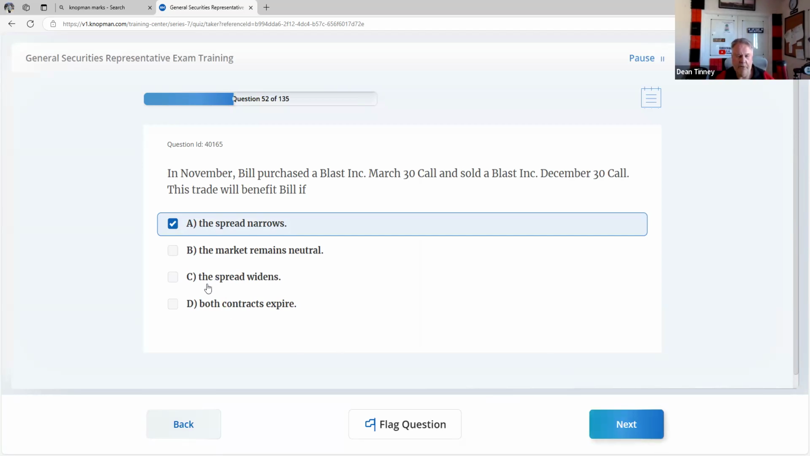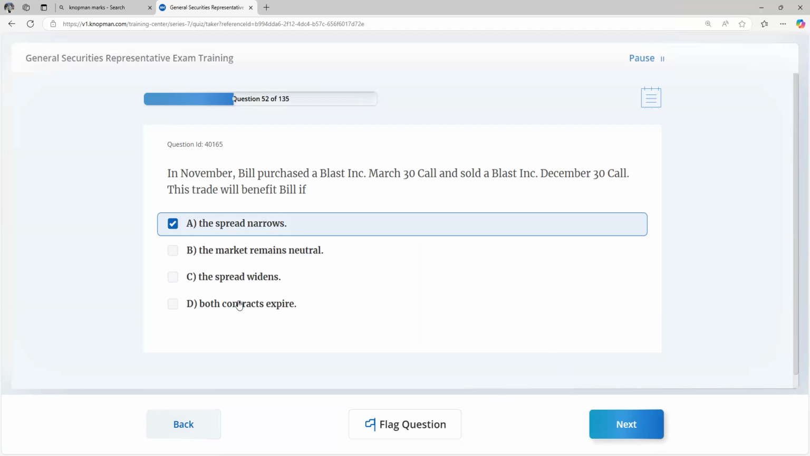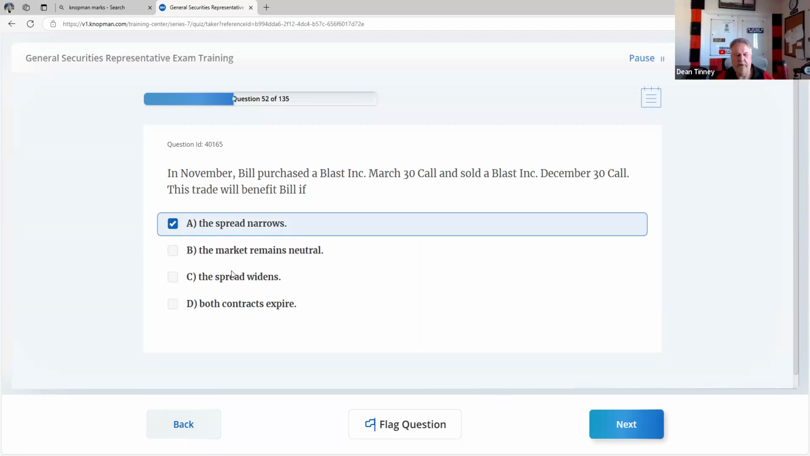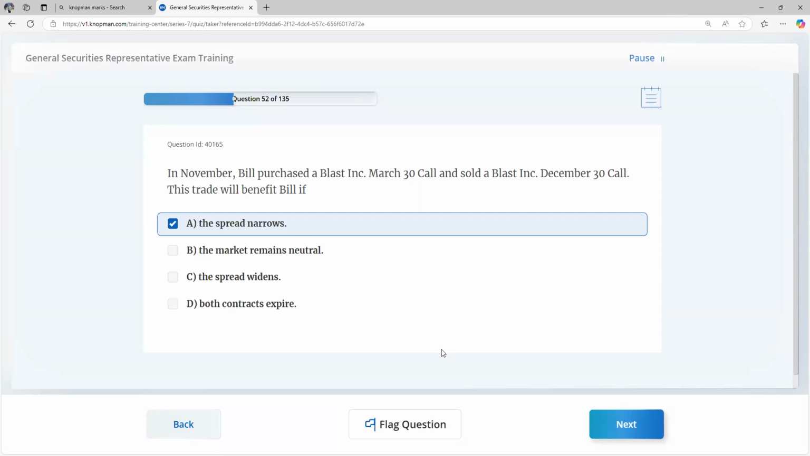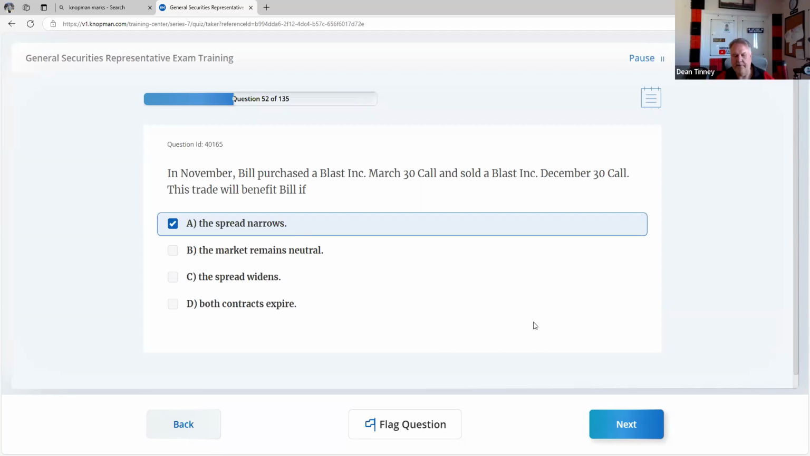By the way, the other way we could have tossed out C and D. I was going to say we could have probably tossed out if the spread narrows. You could have tossed out the neutral. Yeah, reading the question, you know that they're talking about a calendar spread. So that's exactly what I'm testing you on. It's automatically between A and C.